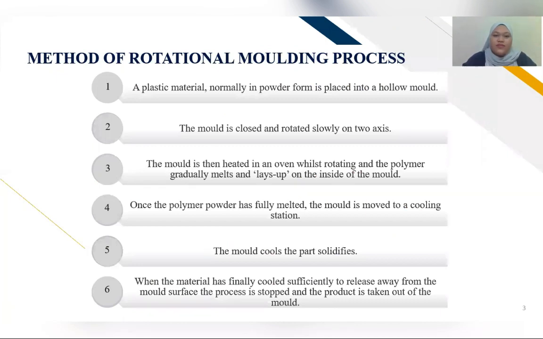Method of rotational molding process. Step 1. A plastic material, normally in powder form, is placed into a hollow mold. If you know, the mold is usually made from cast aluminium or fabricated from sheet steel. Step 2. The mold is closed and rotated slowly onto axis. Step 3. The mold is then heated in an oven while rotating, and the polymer gradually melts and lays up on the inside of the mold.